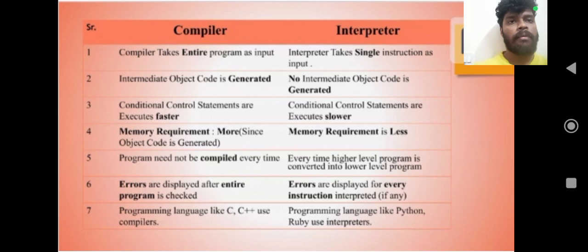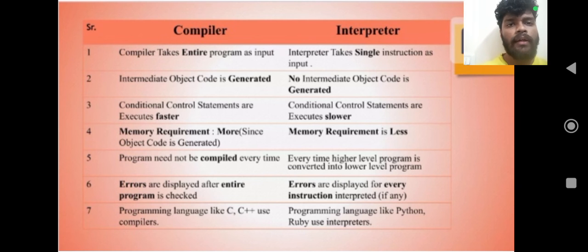And let us see the interpreter and compiler differences. The compiler takes the entire program as input, whereas interpreters take single instructions as input. In the compiler, intermediate object code is generated; no intermediate object code is generated in the interpreter. In the compiler, conditional control statements execute faster, and in the interpreter, conditional control statements execute slower. Memory requirements: more, since object code is generated, while in the interpreter memory requirement is low. In the compiler, the program need not be compiled every time, whereas in the interpreter, every time the higher level program is converted into lower level program.